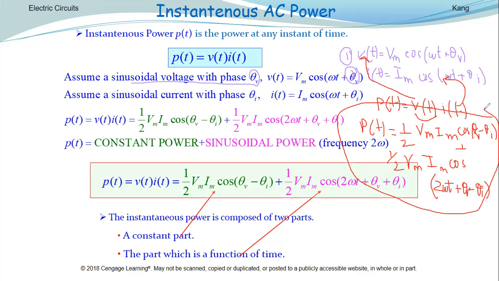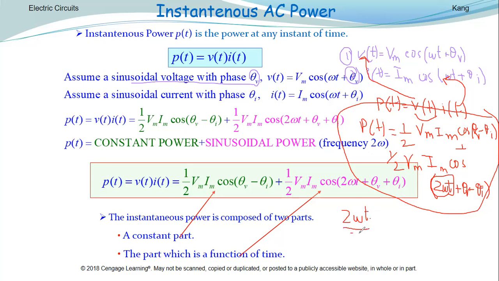Now there are basically two parameters involved in my formula. The first parameter is half Vm Im cos(theta v minus theta I). This is a constant part. The second part, half Vm Im cos(2 omega t plus theta I), is a function of time. This omega value says that it changes with respect to time, so the function is 2 omega t.